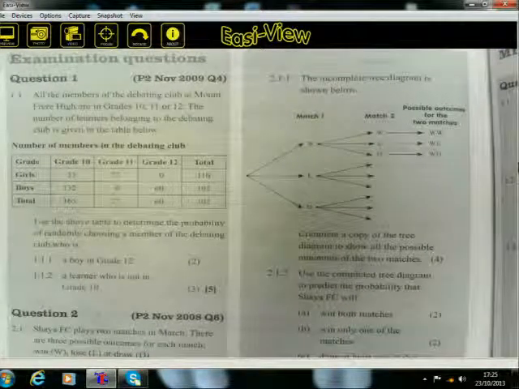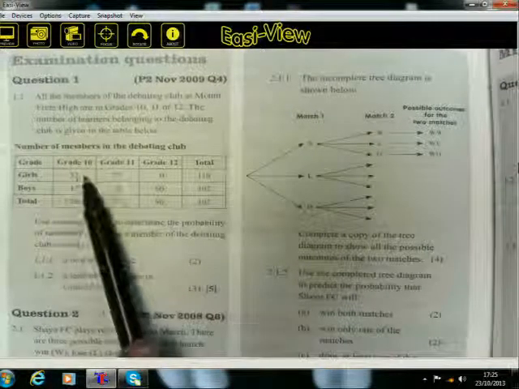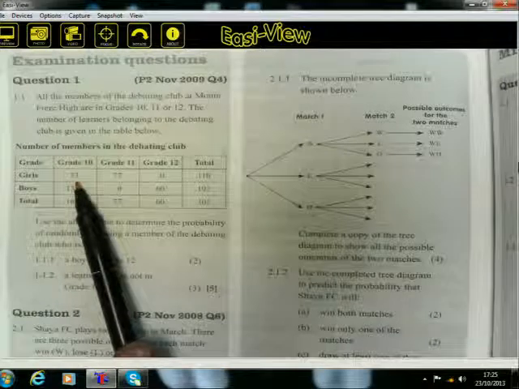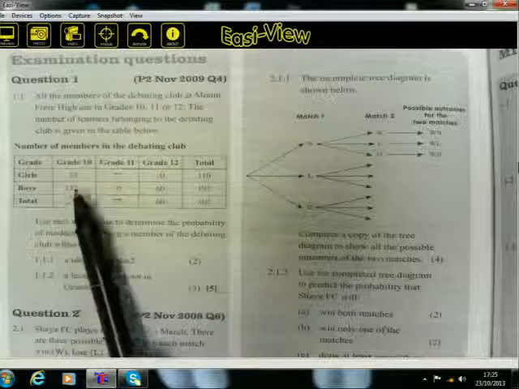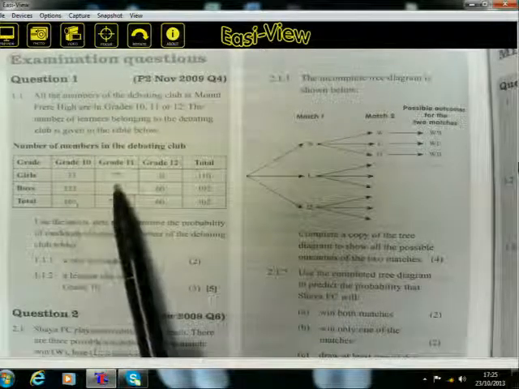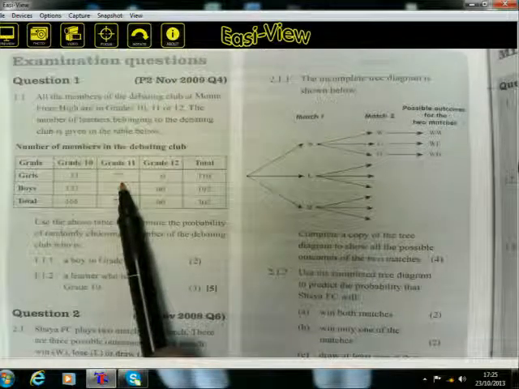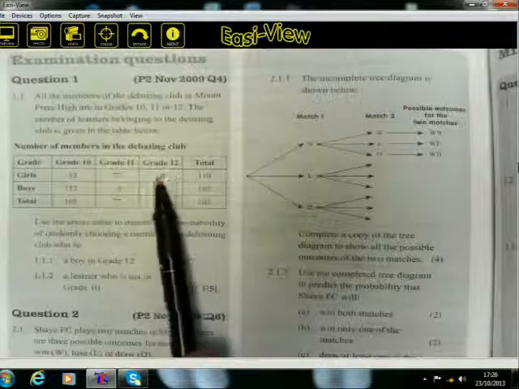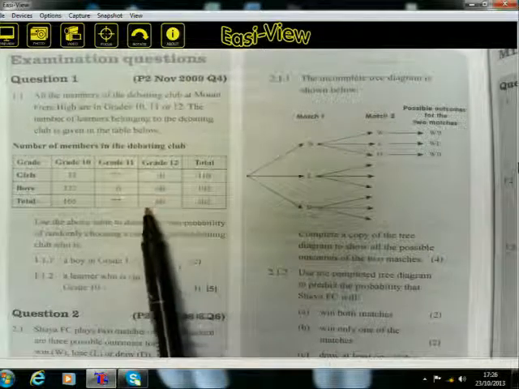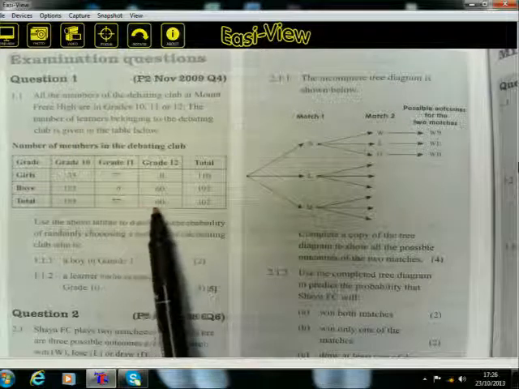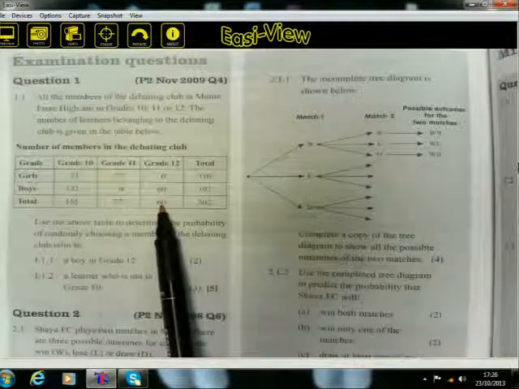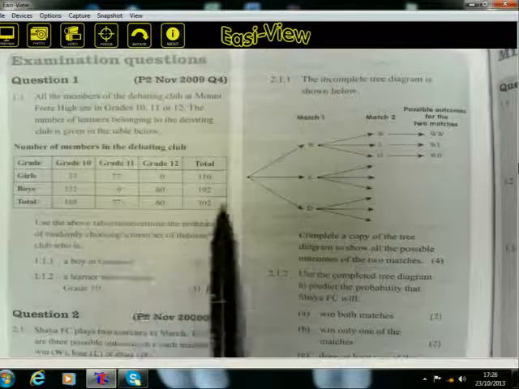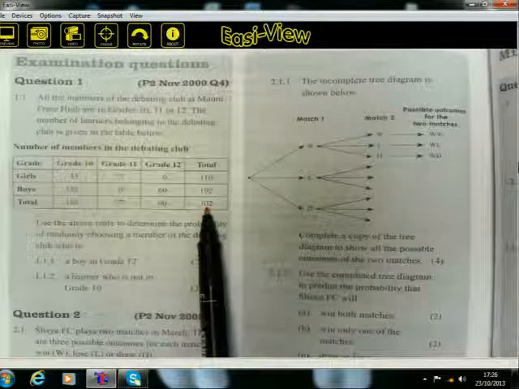Let's check it. Grade 10: girls, 33; boys, 132. When you add it, it's 165. Grade 11: 77 girls, 0 boys, so the total is 77. Grade 12: 0 girls, 60 boys, and the total is 60. When you add all of these totals, it gives you 302.